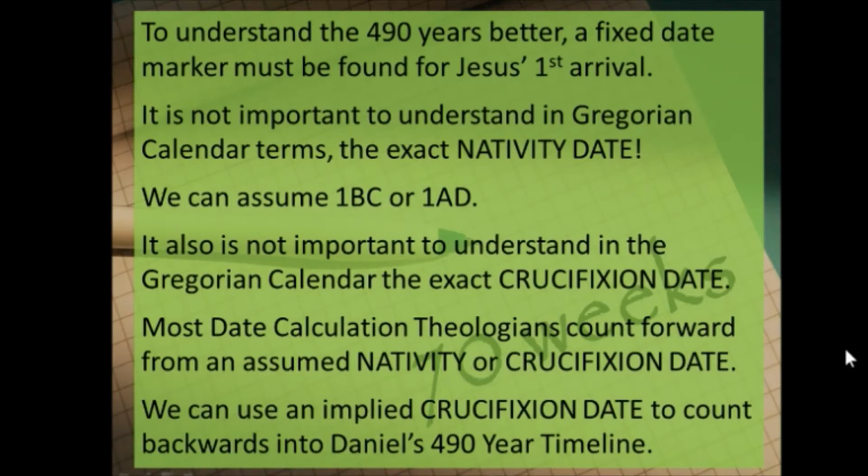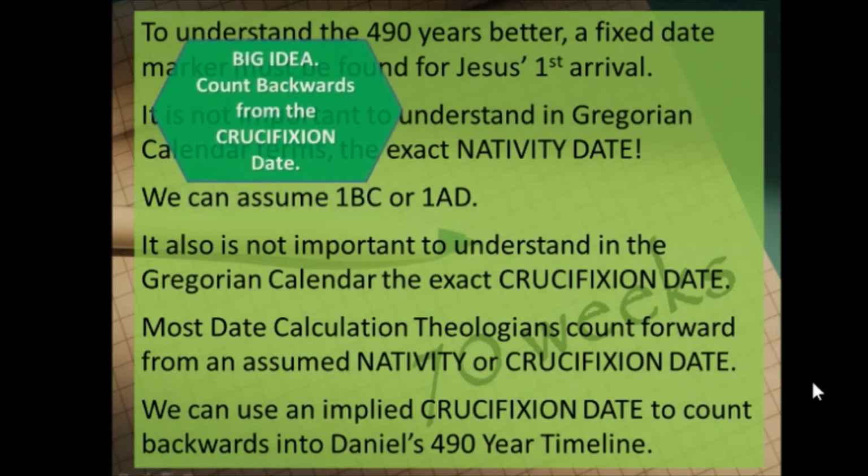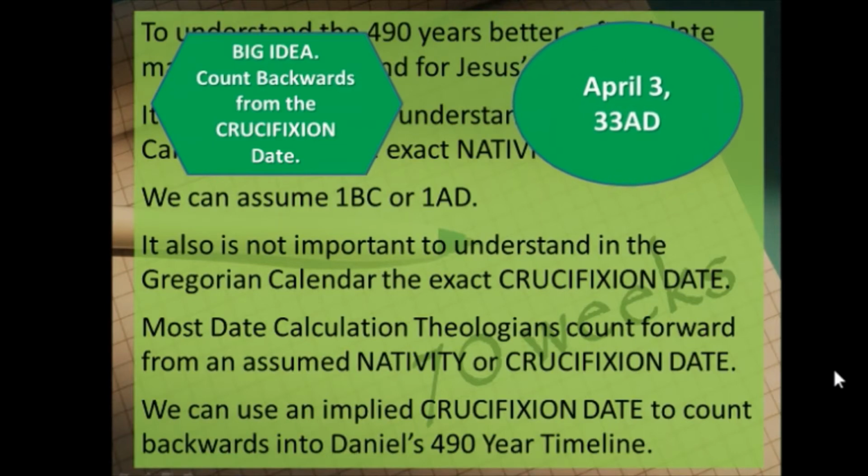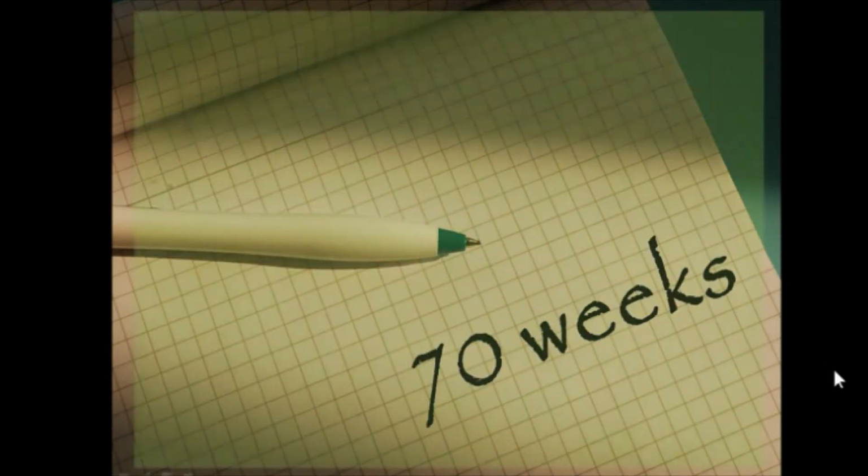So I think we can use this crucifixion date to count backwards into Daniel's 490-year timeline. And it's this process of counting backwards which is the big idea. So that's my idea, is to count backwards from the crucifixion date. Assuming April 3rd, 33 AD is correct, that will give us the dates that fall out in Daniel's timeline. Now, there's that date. We're going to use that one in this Bible study here today.